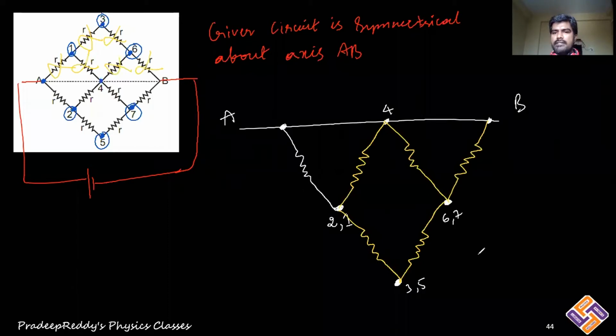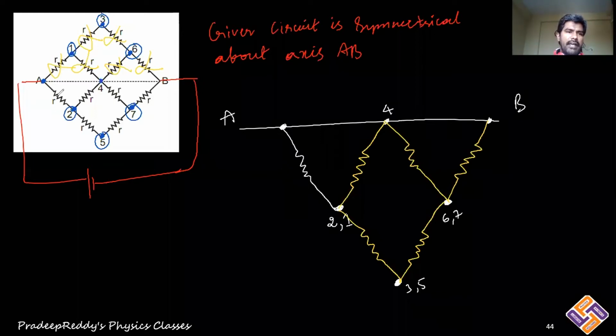Here also we have drawn the same resistors between the same potentials. Check it. You can count them: 1, 2, 3, 4, 5, 6. 6 resistors above the horizontal have been completed. Now go for the bottom portion.